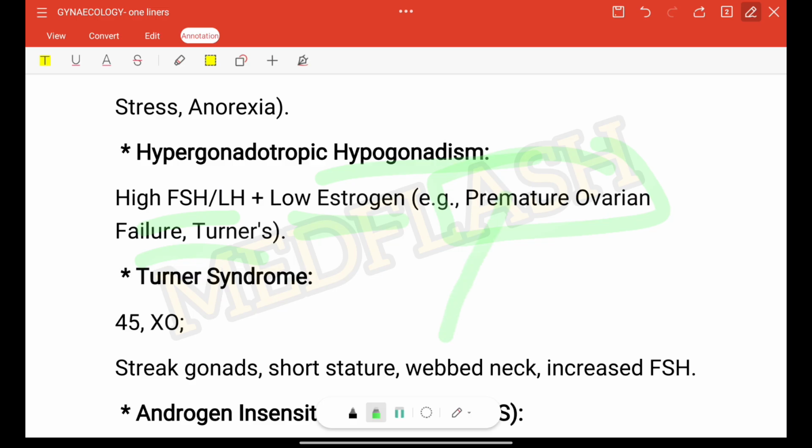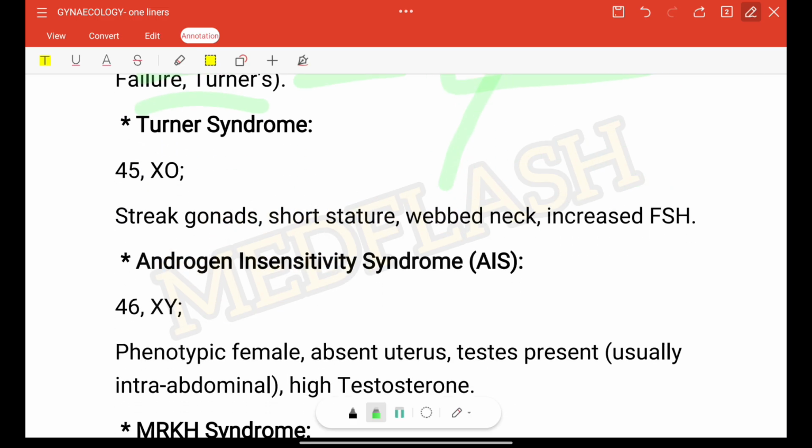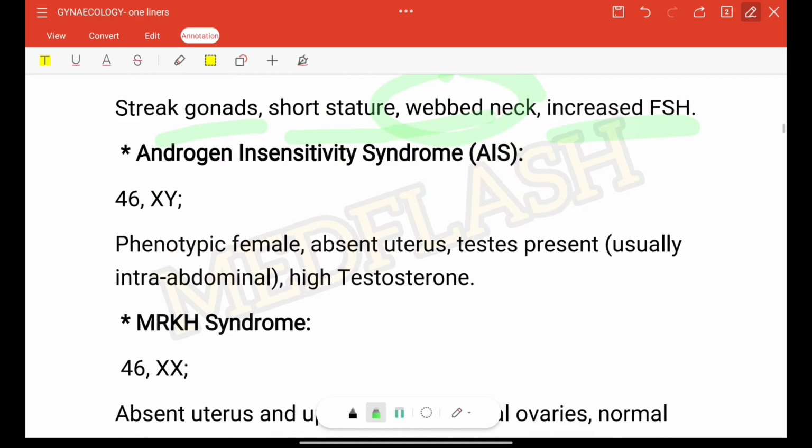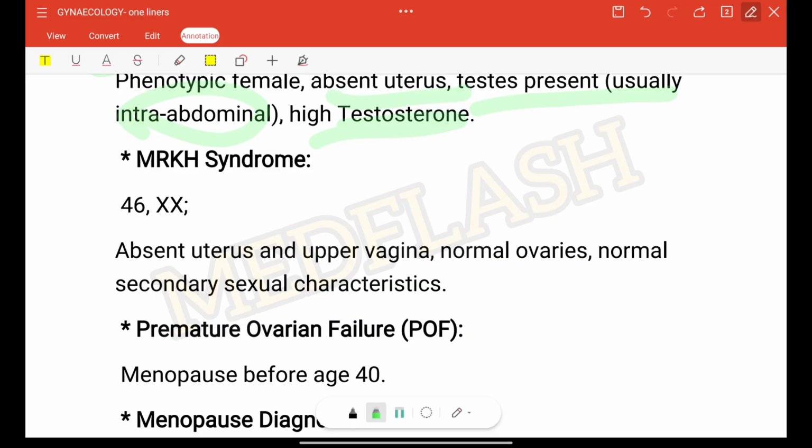Turner syndrome: 45,X, streak gonads, short stature, webbed neck, and increased FSH. Androgen insensitivity syndrome: 46,XY, phenotypic female, an absent uterus, testis present, usually intra-abdominal, and high testosterone. MRKH syndrome: 46,XX, absent uterus and upper vagina, normal ovaries, and normal secondary sexual characteristics.